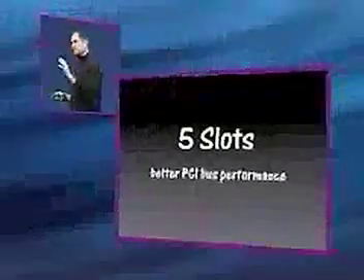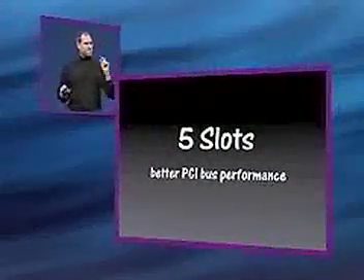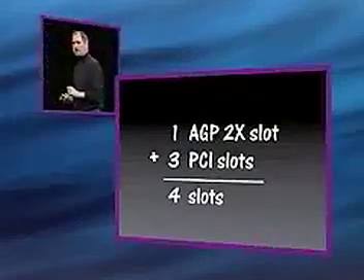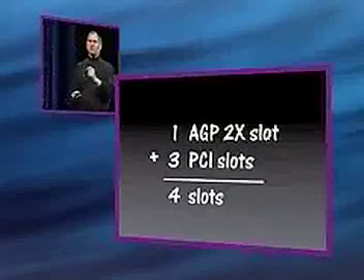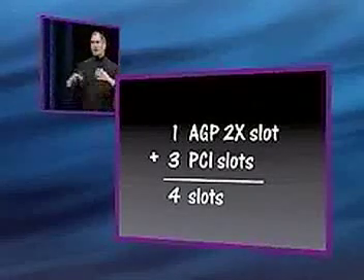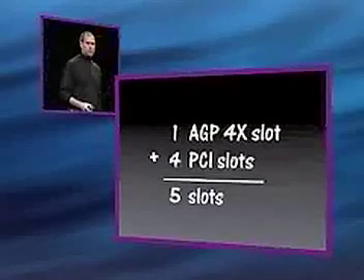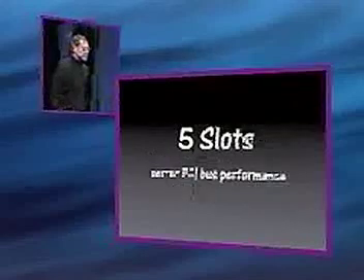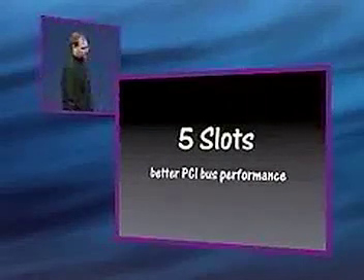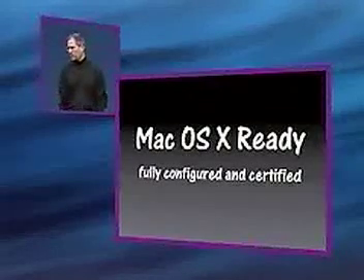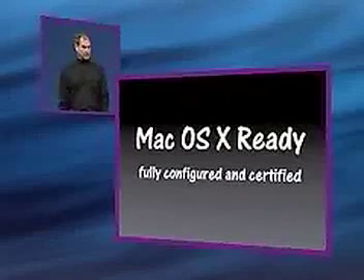Now, in addition to the 5 slots, we've made the PCI bus a lot faster. We've taken out the bridge and some other things, and it's dramatically faster. Now, 5 slots, we've been short selling ourselves. We've been telling the world we had 3 slots, but the whole PC world counts the graphics slot as well. And so, the way everybody else counts slots, we've had 4 slots. We are upping the AGP to 4X, and we are adding a 4th PCI slot so that every Power Mac now has 5 slots. And every new Power Mac is completely OS X ready, fully configured and certified to be a great Mac OS X machine.